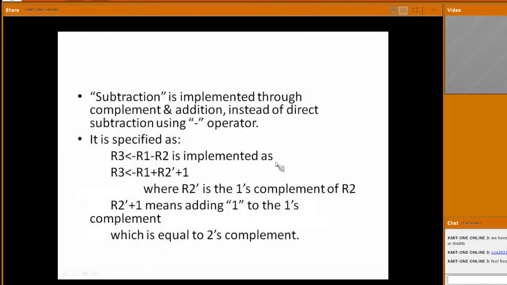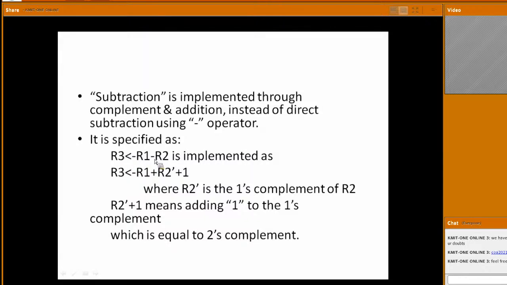Next is the subtraction operation. Generally, in our digital computers, subtraction is not performed directly by using the minus operator as we do in decimal subtraction. Binary subtraction is always performed by using addition itself. Subtraction is also performed by using addition. I'll explain later how to perform the subtraction. So how do we specify this?